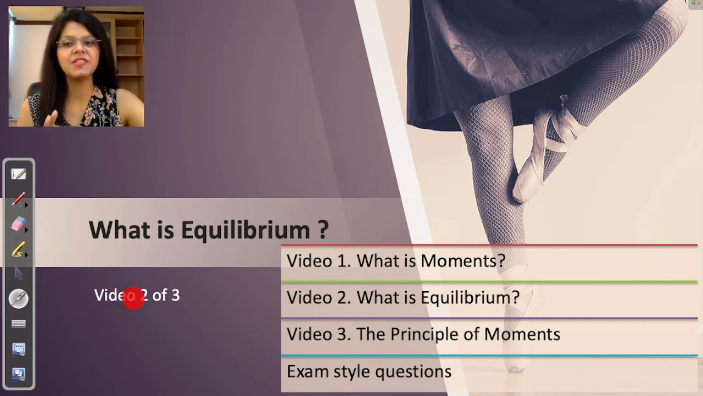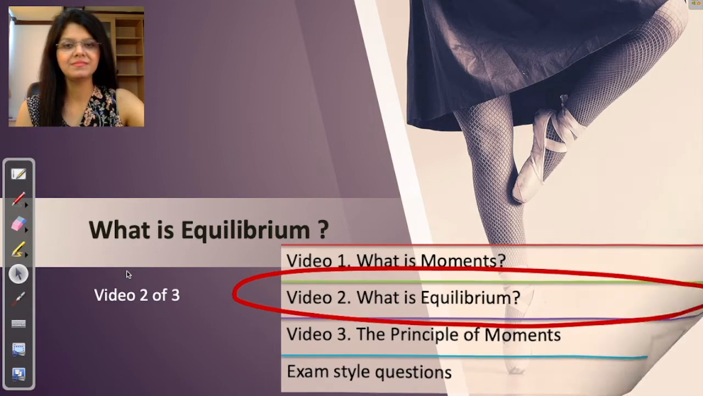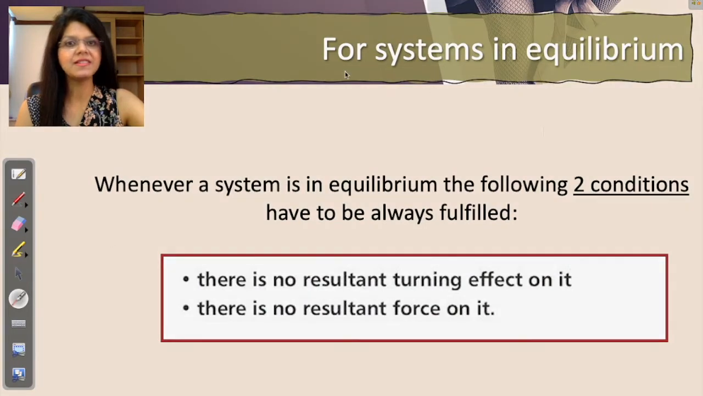This video is video number 2 of the 3 videos which explain every technical detail about moments. So here we'll be focusing on understanding equilibrium. For a system in equilibrium, system means any body, right? There are 2 conditions that must always be fulfilled. When a system is in equilibrium, the following 2 conditions have to be always fulfilled.